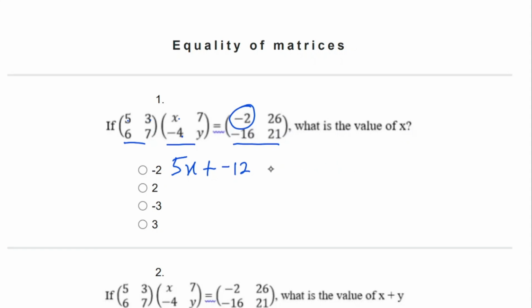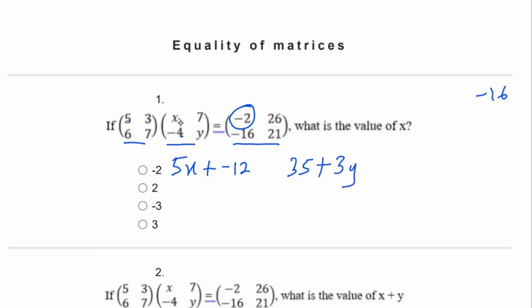Alright, so that is the first element, first row, first column. Then the next one will be 5 times 7, that is 35, plus 3 times y. That's going to be 3y.